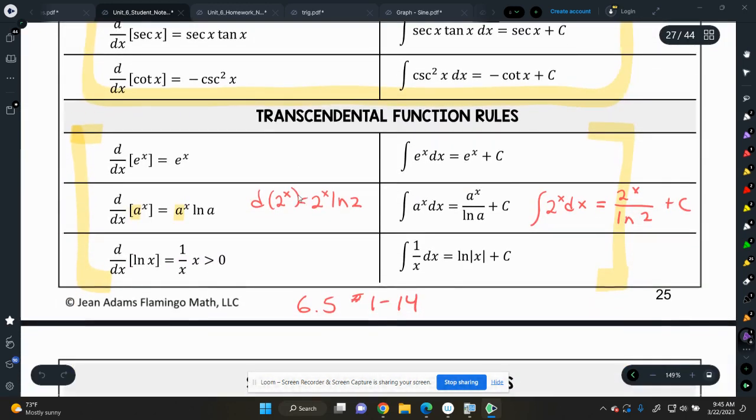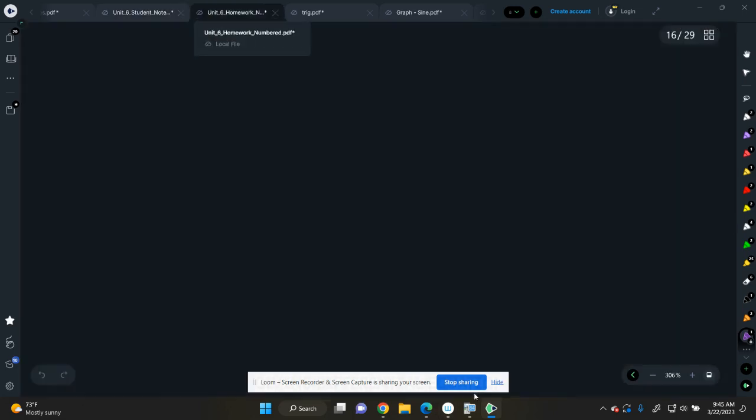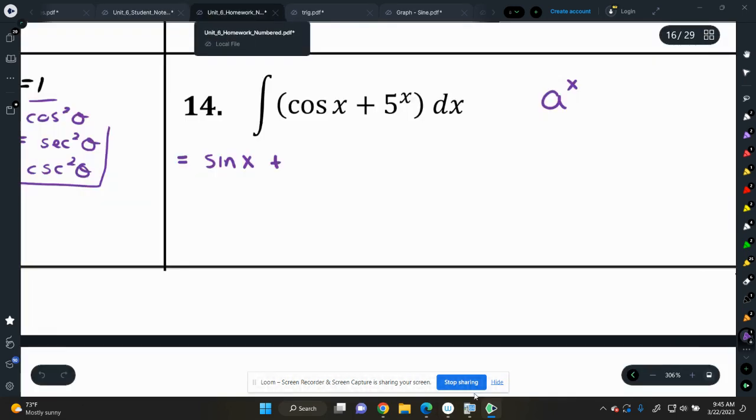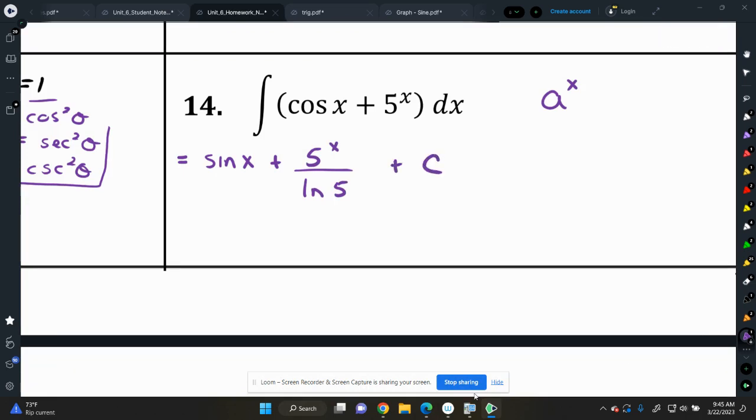Okay, and down here, okay, here you go right here. That's the formula we're talking about. Here's the integral that we're talking about. So it's going to be 5 to the x over the natural log of 5. Okay, so this will be 5 to the x over the natural log of 5 plus c.